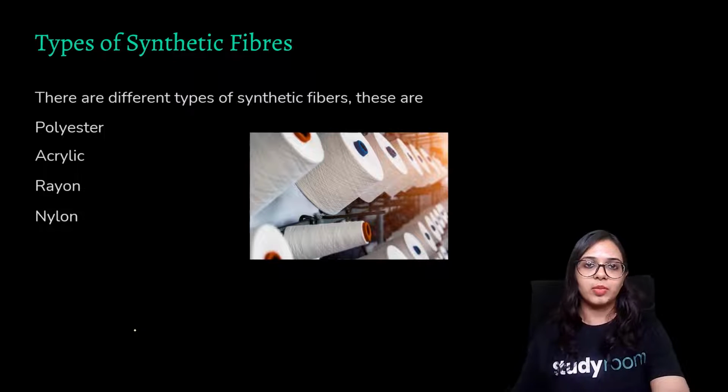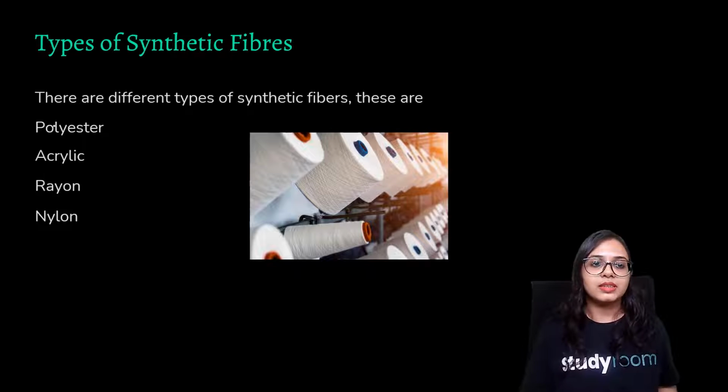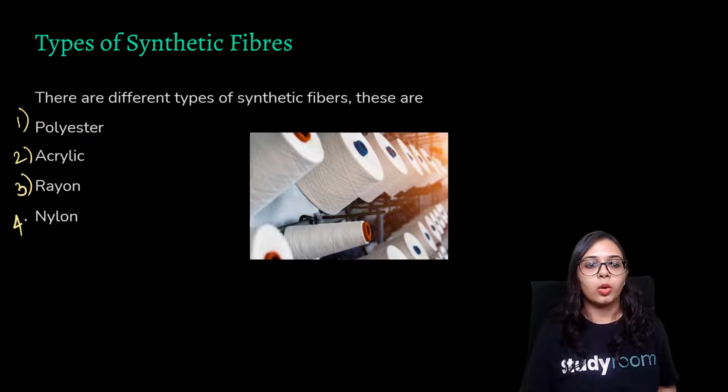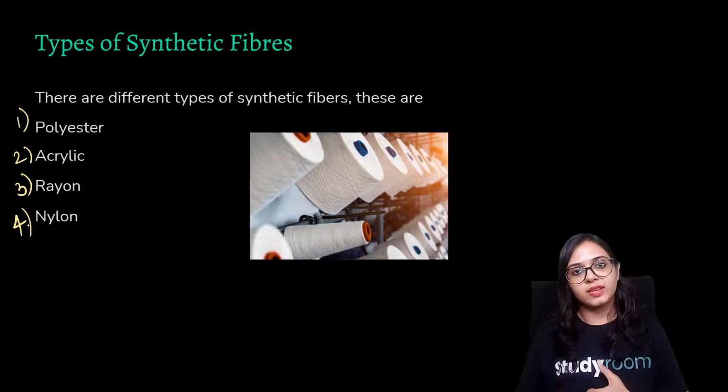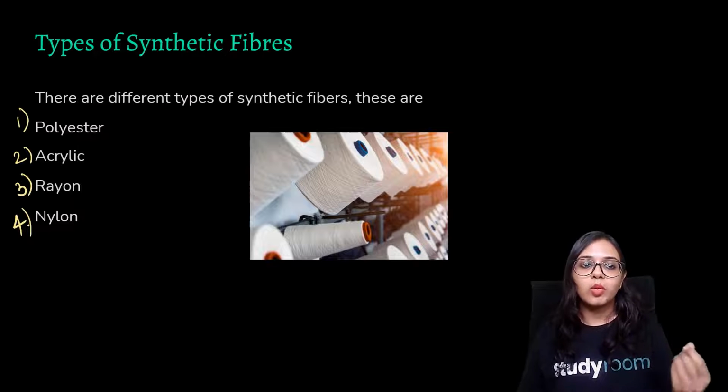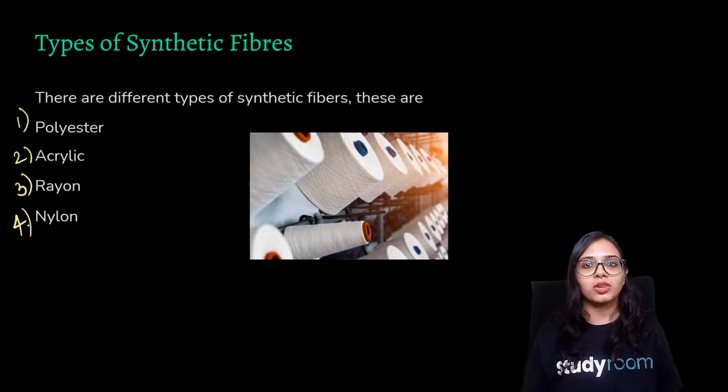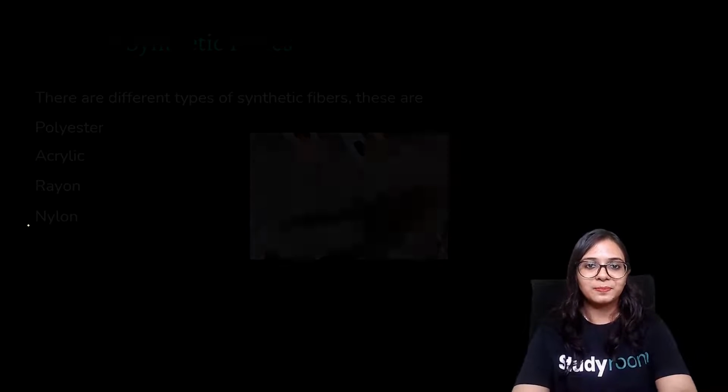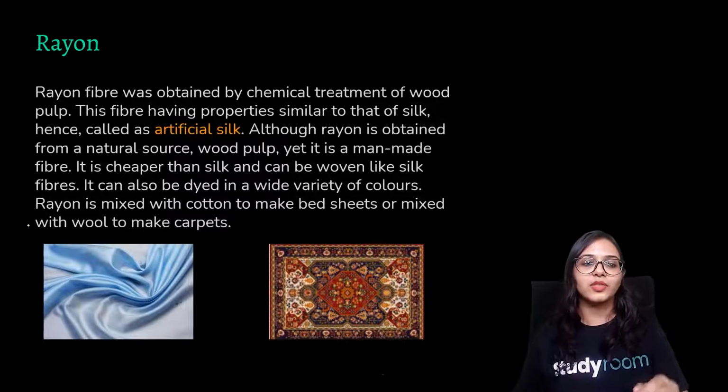Types of synthetic fibers. There are different types of synthetic fibers. These are polyester, acrylic, rayon, and nylon. One by one, we'll be learning about what is polyester, what is acrylic, what is rayon, what is nylon, what is so special about each of these synthetic fibers, and what are their uses. So let's start with rayon.